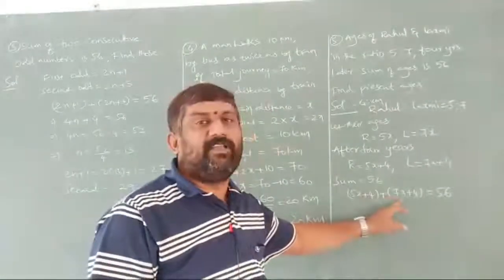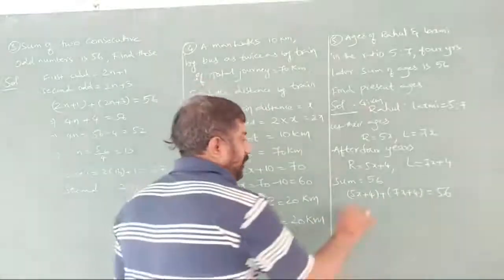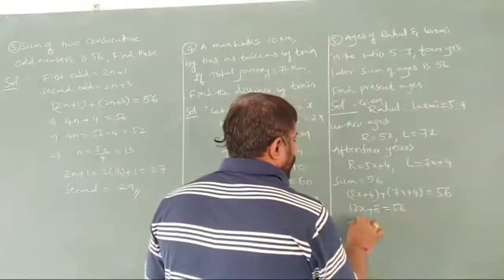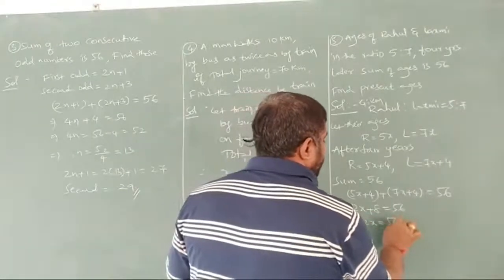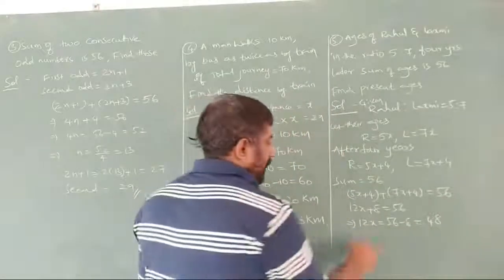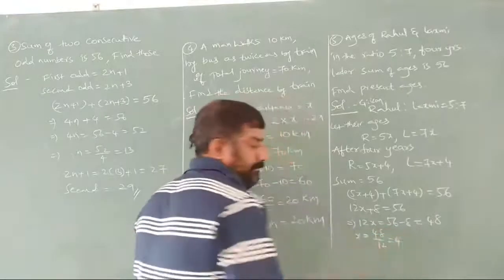So 5x plus 7x is 12x, 4 plus 4 is 8. So we'll write 12x plus 8 is equal to 56. 12x is equal to 56 minus 8, nothing but 48. x is nothing but 48 by 12, which is 4.